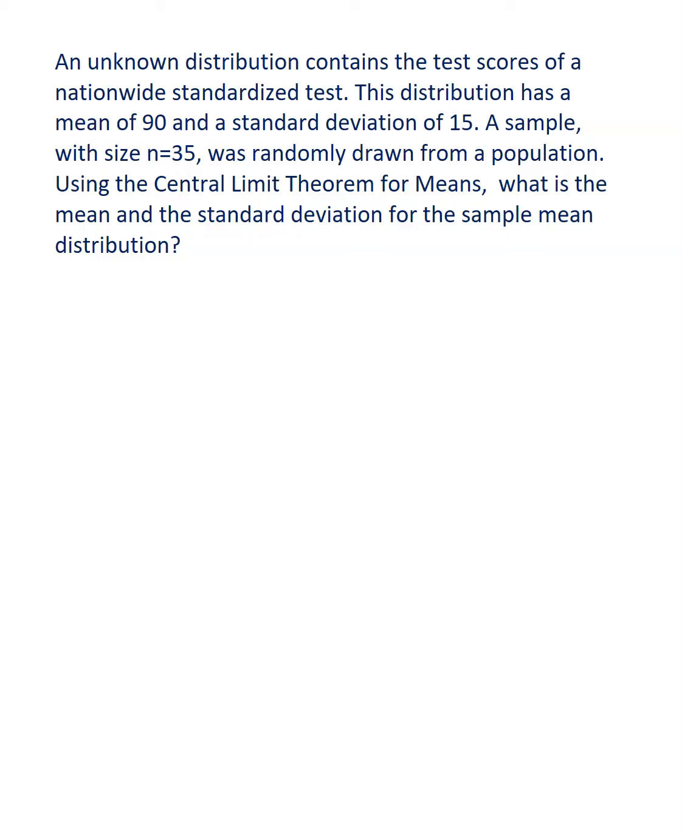Okay. Now look for some clues here. We are told it's an unknown distribution. With unknown distribution, we know that we are particular about the sample size being 30 or more. So we just got a sample with size 35, so we are good there. Now this unknown distribution has a mean 90 and standard deviation 15.